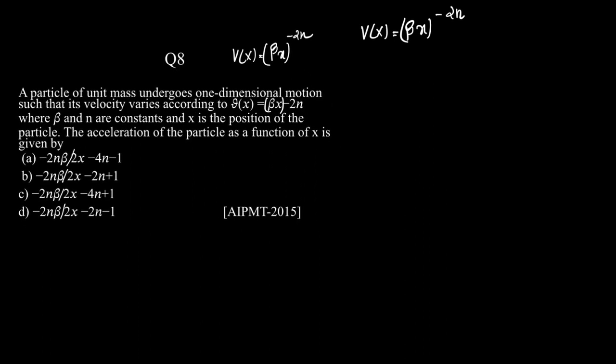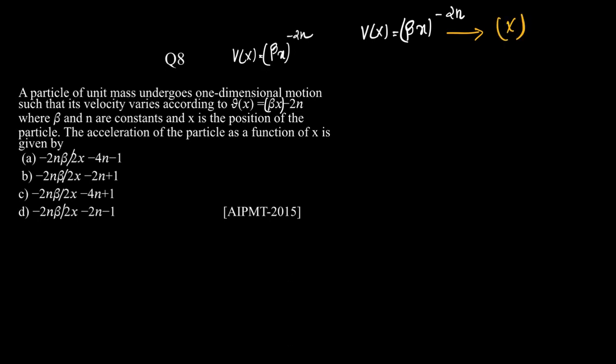Now, differentiating both sides with respect to t. So what we get is dv of x by dt is equal to d by dt of... Okay, that doesn't make sense. Okay, all right. So what we'll do here is, we will differentiate this equation with respect to x first.